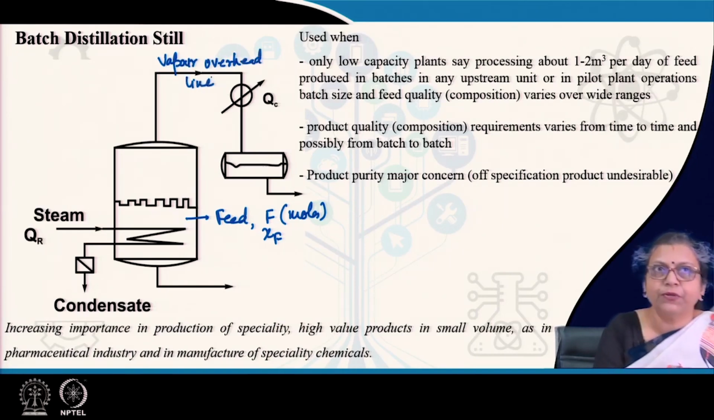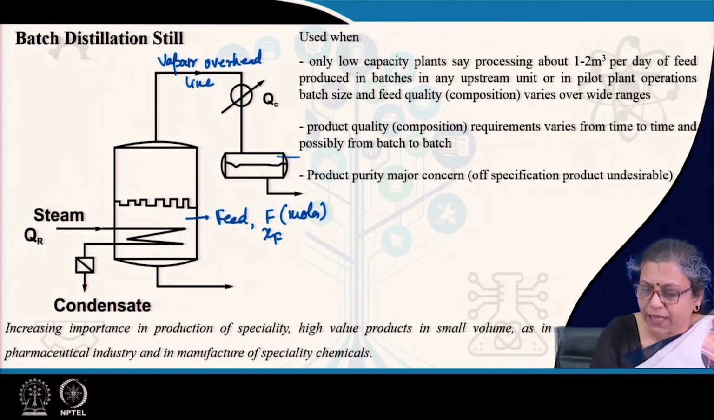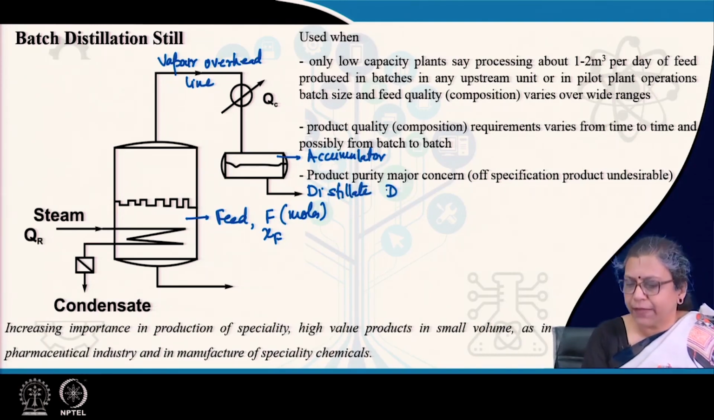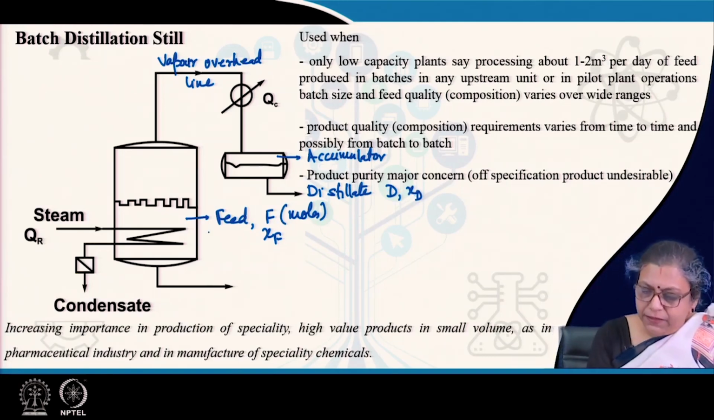They rise up in the vapor overhead line. From there they come to the condenser. In the condenser cooling occurs, the vapors get condensed, then they are collected in the accumulator. It is usually termed the accumulator. In the accumulator they get collected and after that the distillate is drawn from here. The distillate amount over a particular time duration is d, its composition is given by xd, and distillation keeps on proceeding in this particular way.